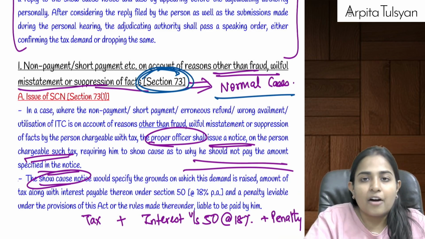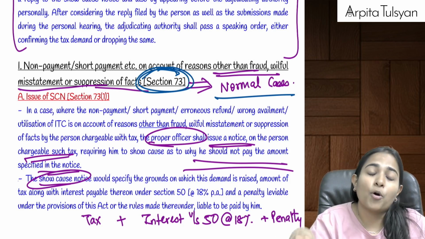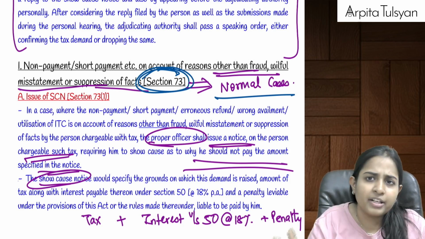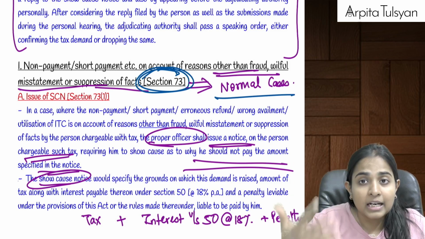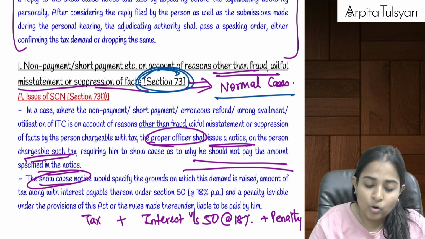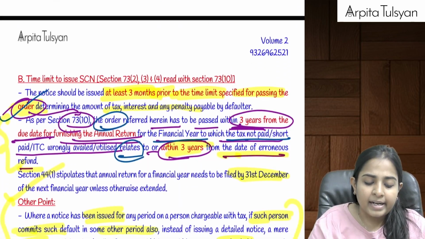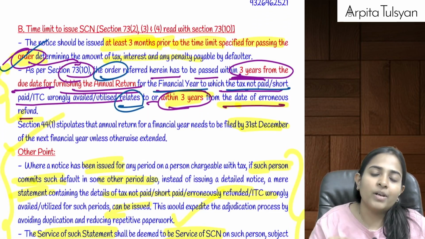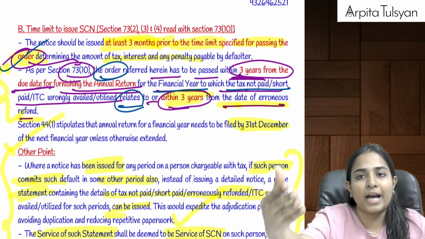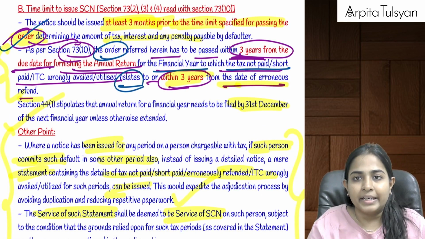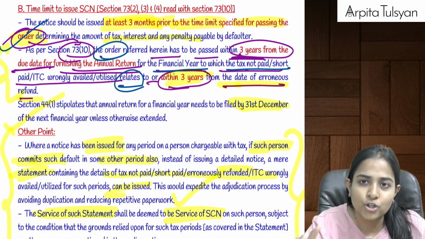This is kind of an informal communication done by the proper officer to the taxpayer. Then after that the proper officer is going to issue a show cause notice. It will write everything in the show cause notice, that what are the grounds on which I am asking the money from you, how much is the amount of tax, how much is the amount of interest, how much is the amount of penalty. And this show cause notice will be issued by the proper officer to that particular taxpayer. Now there is a time period for issuing the show cause notice.